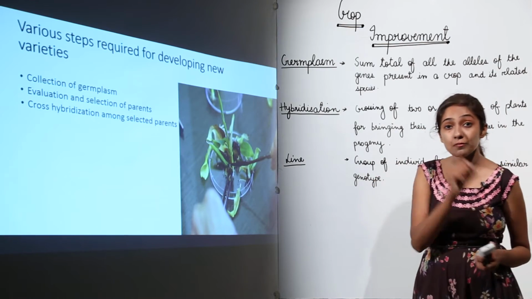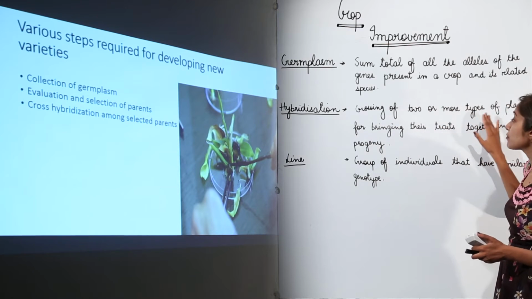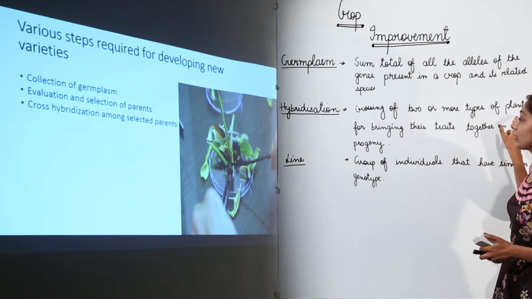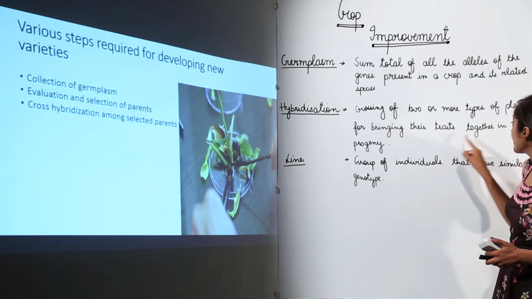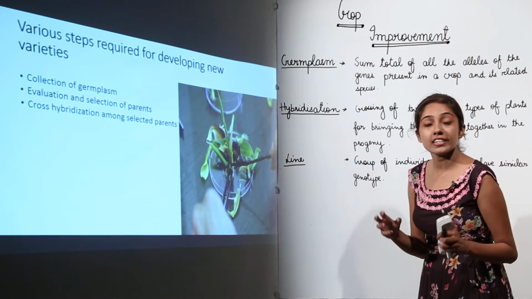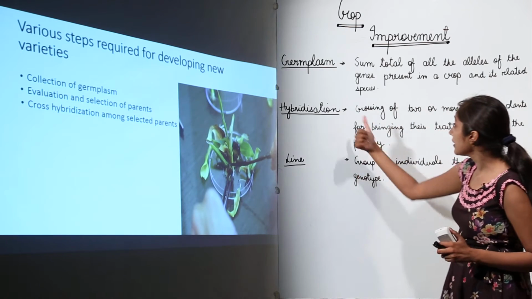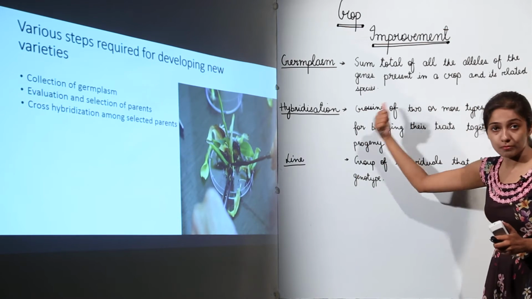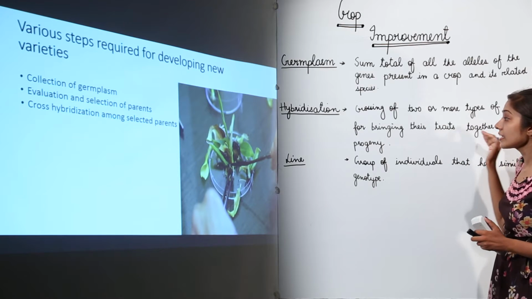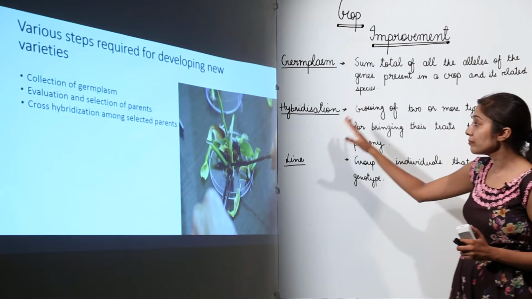Now what is hybridization? Hybridization means crossing of two or more types of plants, for bringing their traits together in the progeny. So we want the desired traits in the progeny, so we are going to select the plants and hybridize them, meaning we are going to cross them with each other. They can be two plants, or two or more types of plants. We are going to bring their traits together in the progeny. This is known as hybridization.